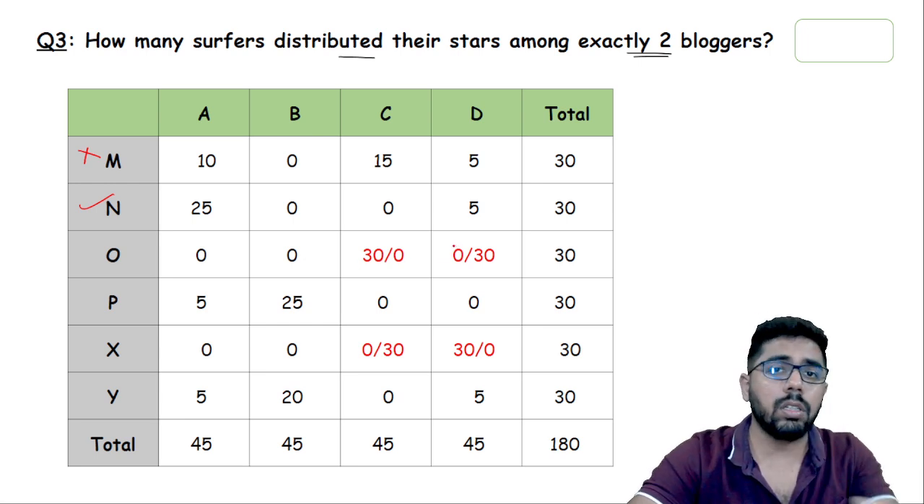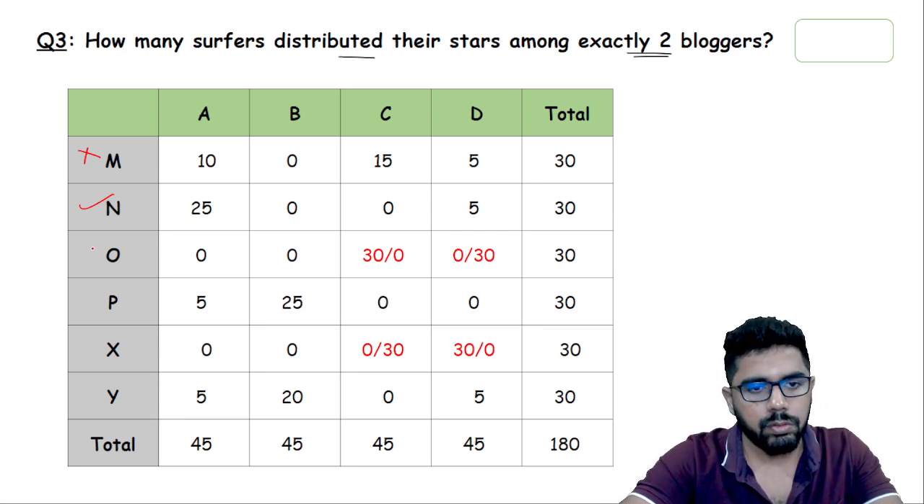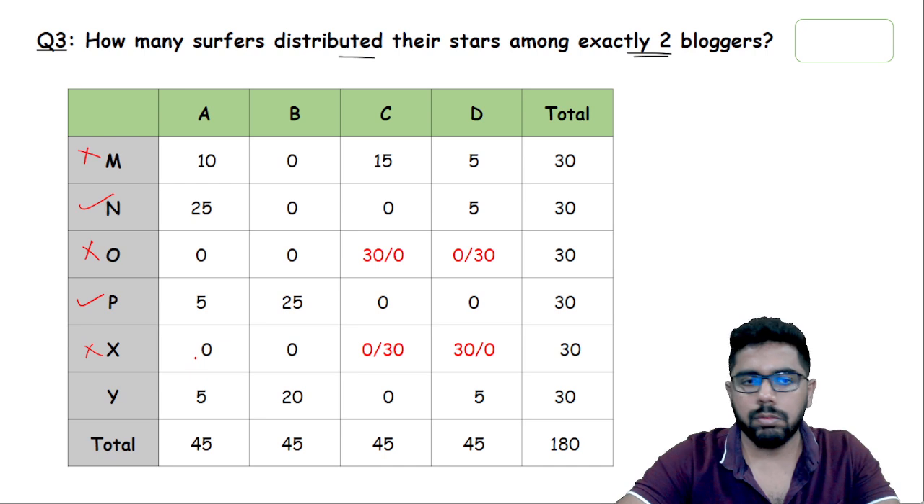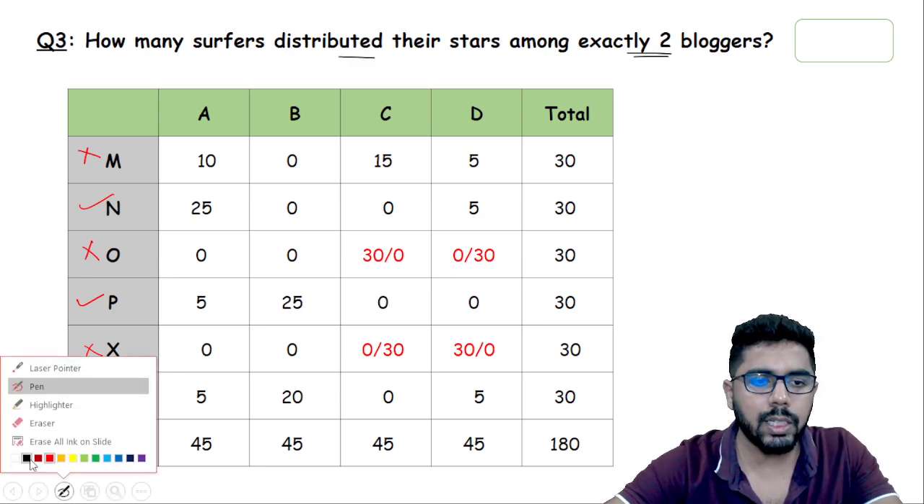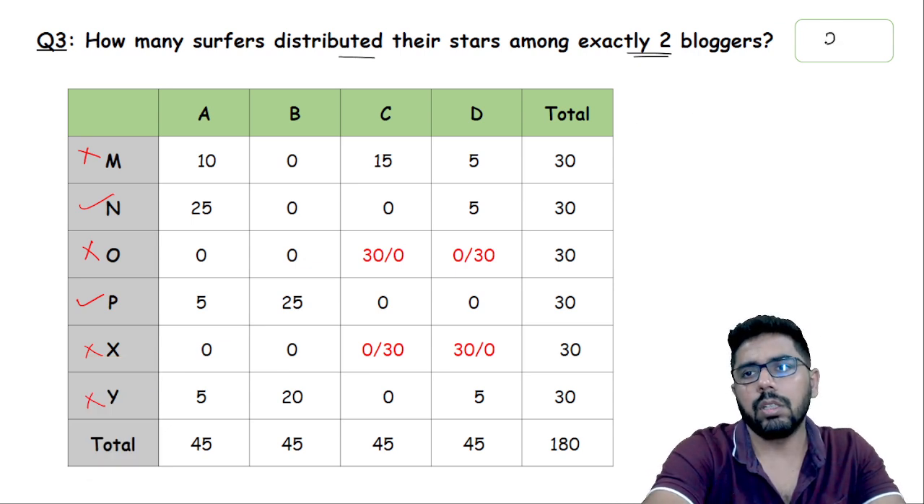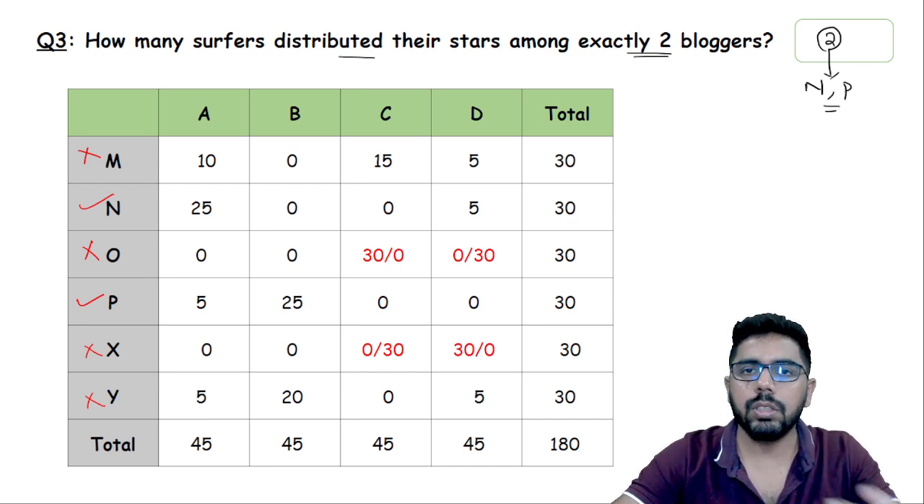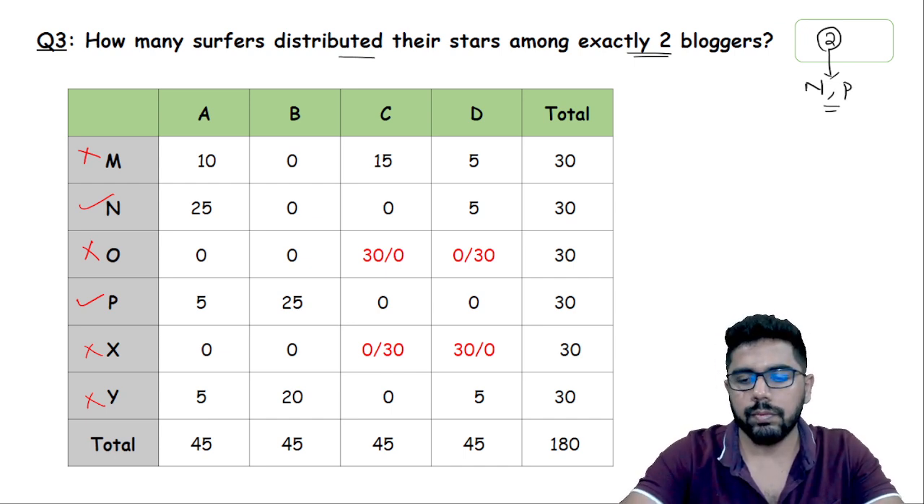Now it cannot be O. O has given all 30 to either C or D. It can be P. It cannot be X again, same as O. It cannot be Y. Y has given to 3 bloggers. So how many surfers distributed their stars amongst 2 bloggers exactly? So it is 2. And who are they? It is N and P. N and P are the bloggers who distributed to exactly 2.